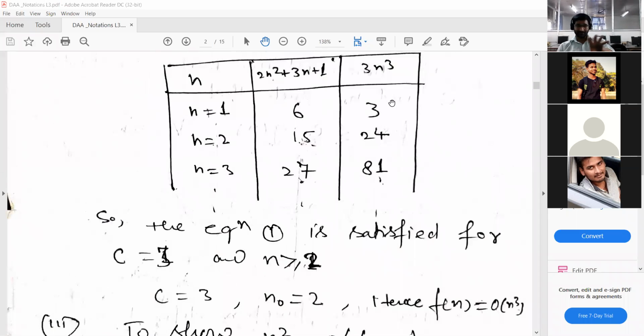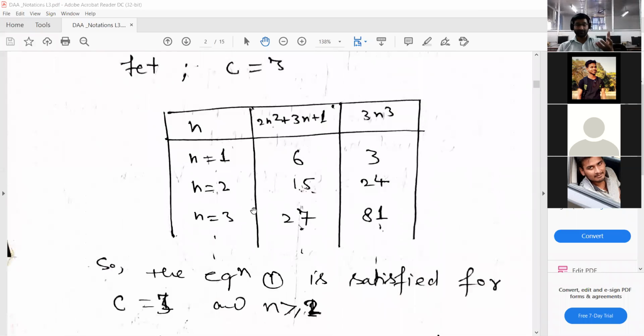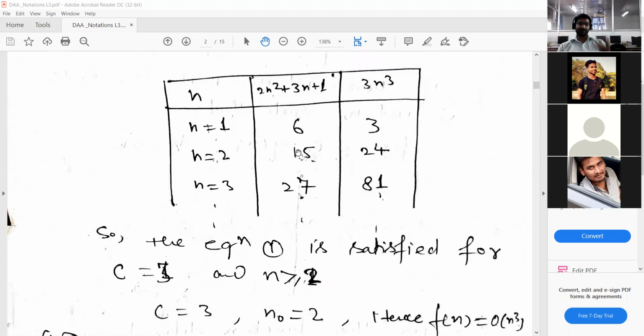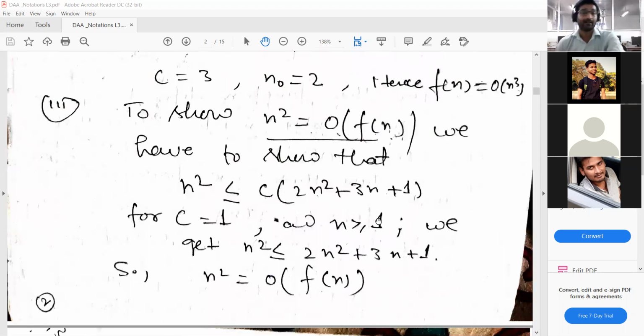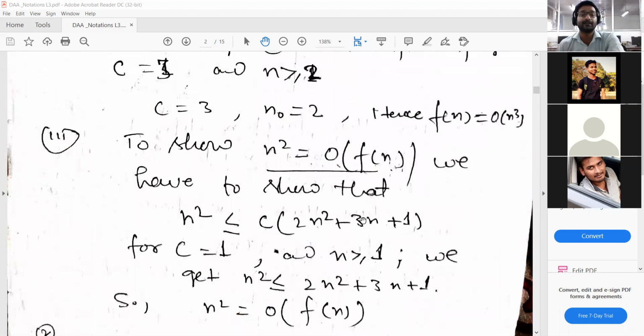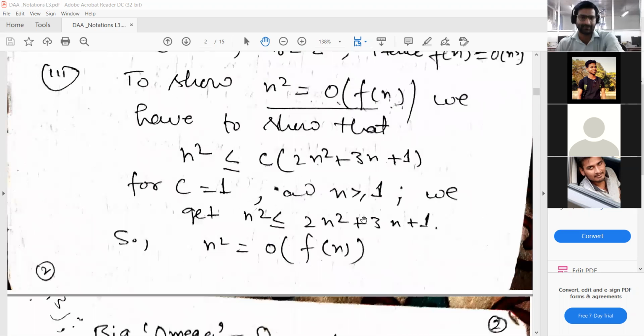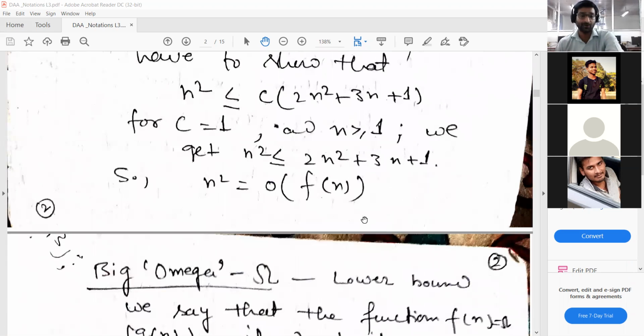So by using either this tabular method or your mathematical approach, if you are able to establish this inequality, that is Fn is less than or equal to c times Gn, then you can say Fn is big O of n square or n cube. This is the worst case analysis scenario. That is the big O notation.